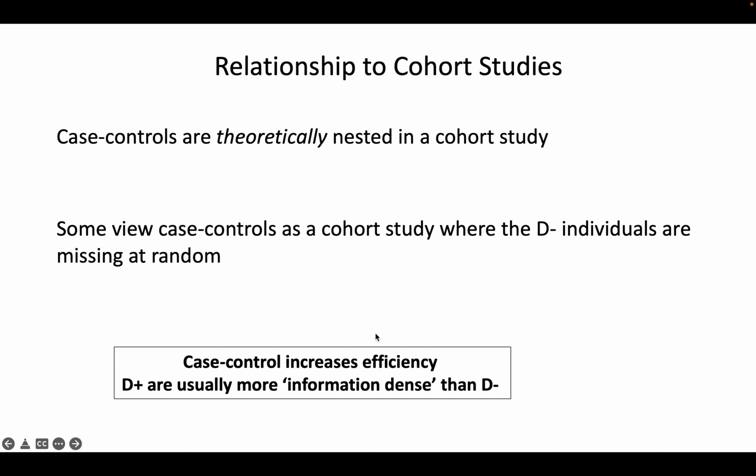Where case controls get their efficiency is that disease positive people, especially with a rare disease, are usually much more information dense. I'm going to do a video soon on case controls that'll touch on why that is, where if you have 10 controls for every case, having more controls per case after that is not going to increase efficiency, because at that point the bottleneck, the limiting reagent, is disease positive people. Usually, disease positive people are more information dense, which is a kind of nebulous concept, but just take that at face value, I guess.